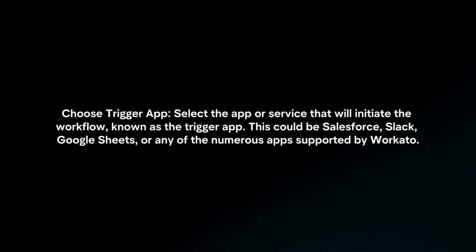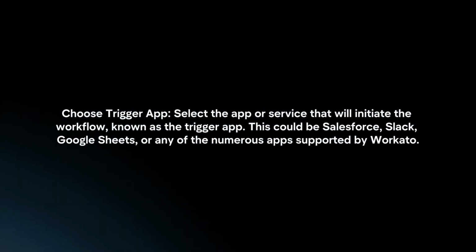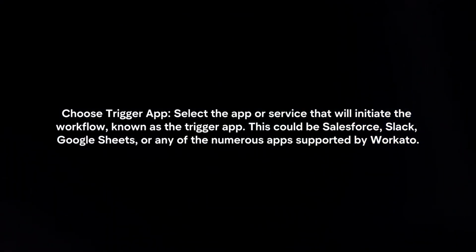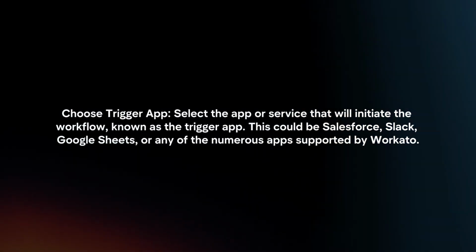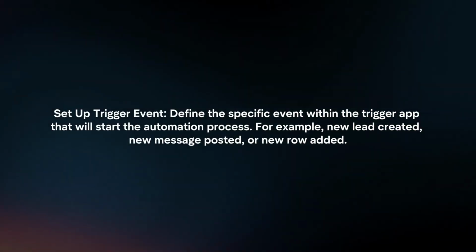Choose Trigger App. Select the app or service that will initiate the workflow, known as the Trigger App. This could be Salesforce, Slack, Google Sheets, or any of the numerous apps supported by Workato. Set up Trigger Event. Define the specific event within the Trigger app that will start the automation process. For example, new lead created, new message posted, or new row added.